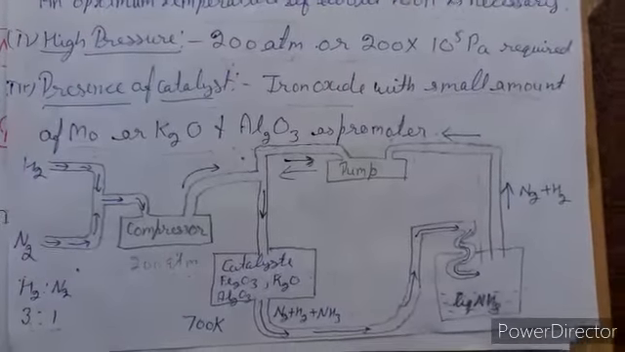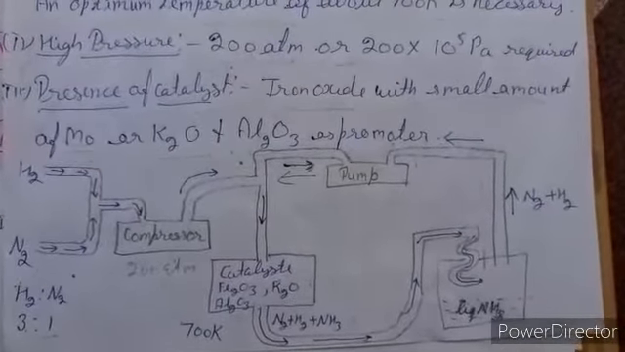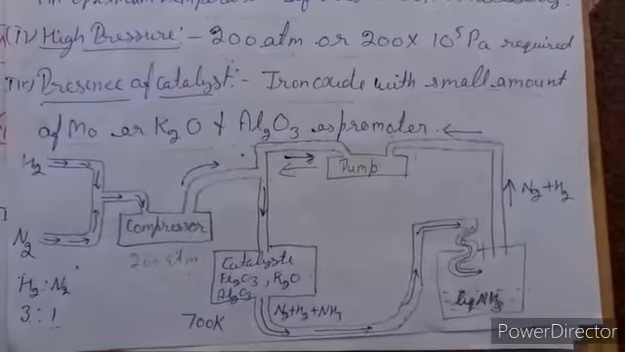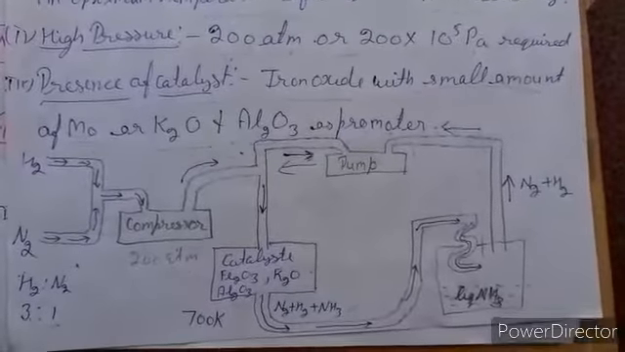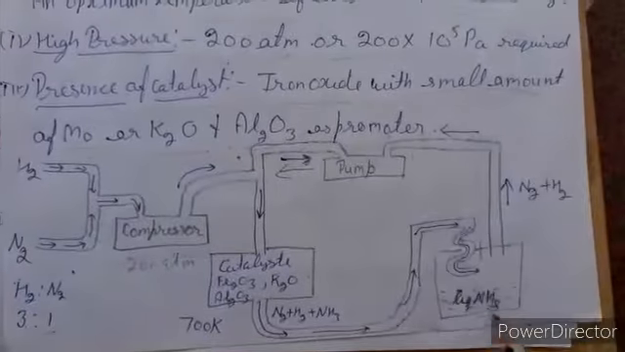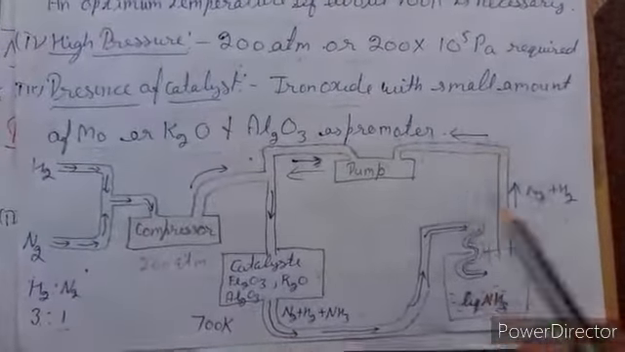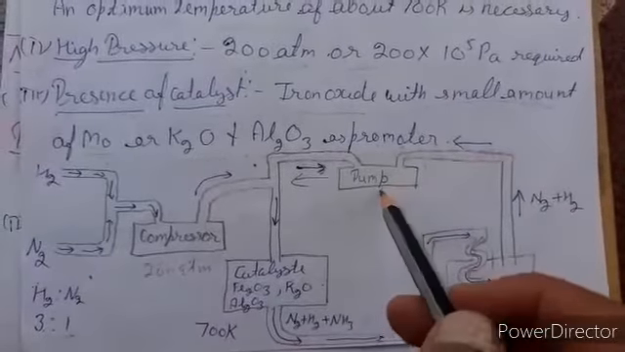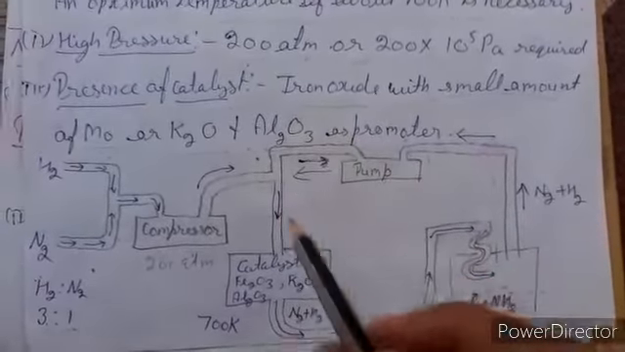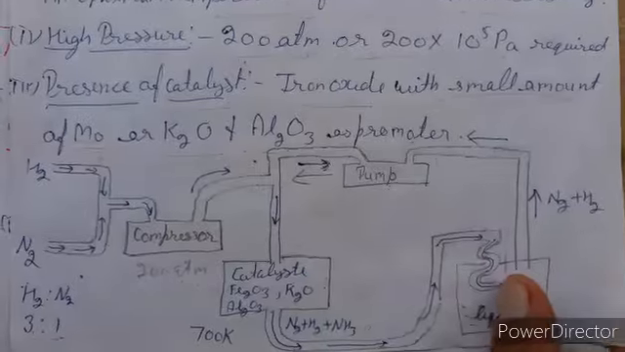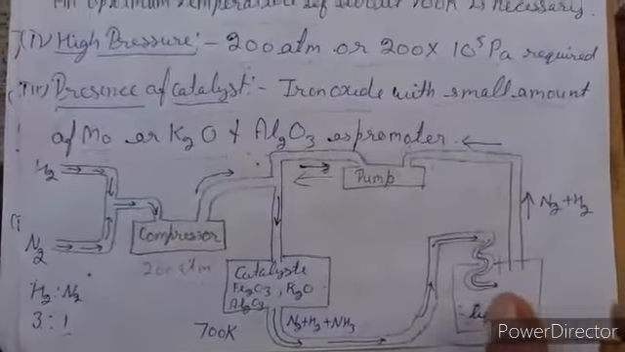We also provide optimum temperature, 700 Kelvin, which is required for the proceeding of the reaction. Through the condensing pipe, ammonia will be condensed or cooled and change into liquid ammonia, and the remaining unreacted gases, nitrogen and hydrogen, pass through the pipes and pump, and further pumping them, again pass through the catalyst chamber. This process continuously proceeds. Clear.